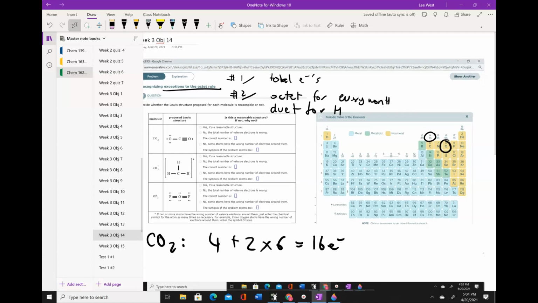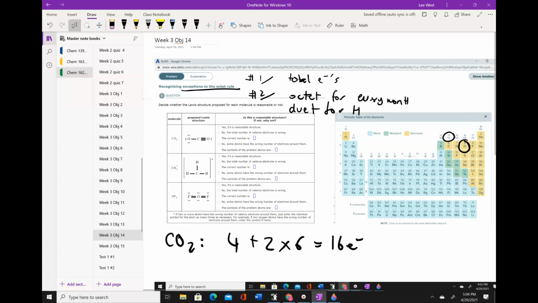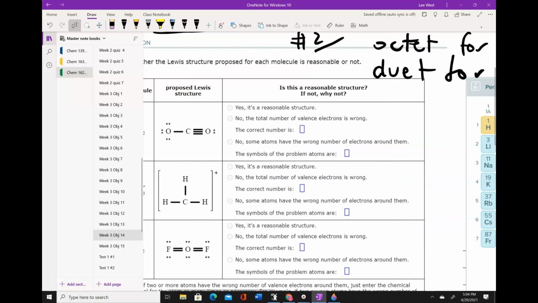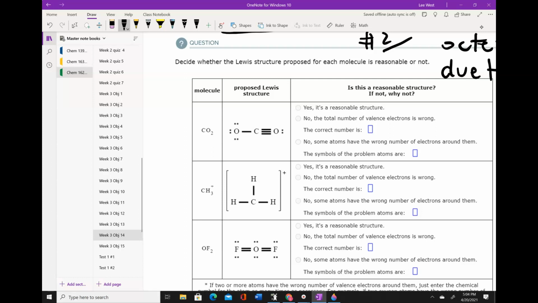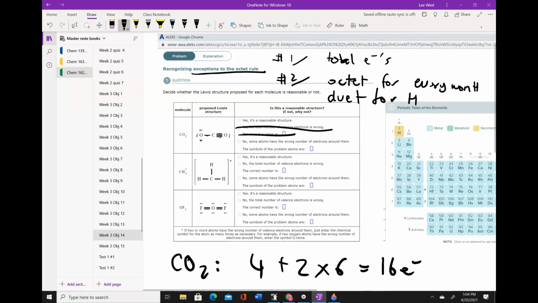So have we got it? Let's have a look. Let's count them up: 2, 4, 6, 8, 10, 12, 14, 16. I think it's good. 2, 4, 6, 8, 10, 12, 14, 16. So if there's anything wrong, it's not that we've got the wrong number of electrons, right?